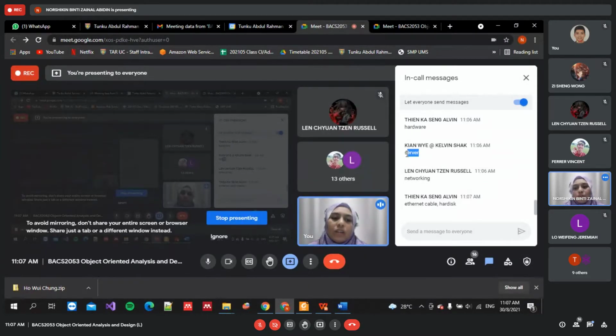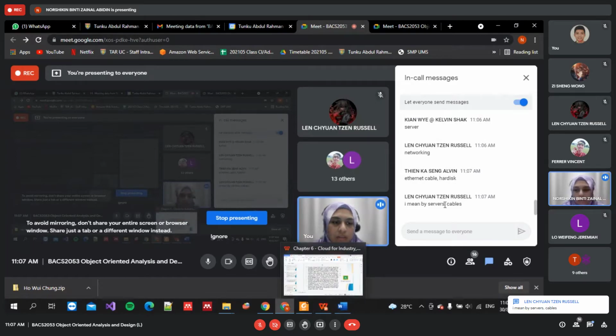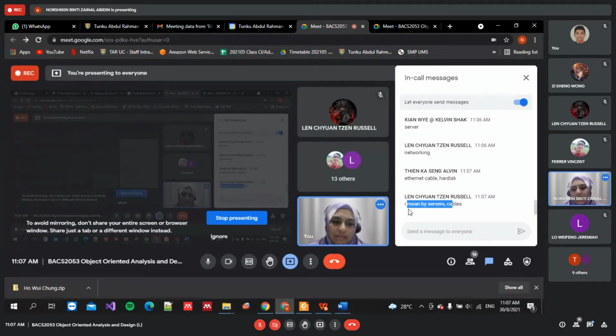You need to state it as physical server because there are two, cloud server and physical server. So if people ask you, you need to state either it is cloud or physical. Cloud is something that we cannot see. Physical server is the hardware. Okay, physical. Networking, I don't think networking is hardware, but maybe it is related. So you know already. Server, cable. Yeah. Okay, Russell.